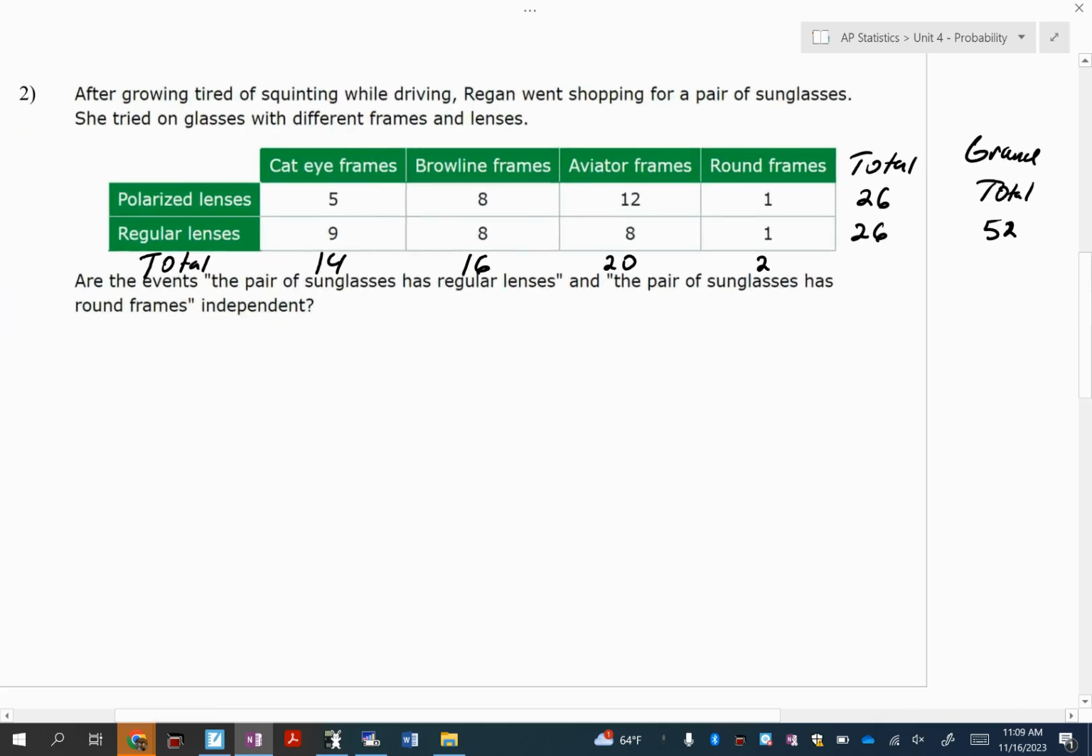We're all good. Okay, pick one. Do you want to pick the pair of sunglasses have regular lenses or the pair of sunglasses have round frames? Oh, you guys didn't want to mix it up? All right, fine. Okay, so we have 52 total sunglasses. How many have regular lenses? 26, which you can reduce, right? 26 over 52 is actually 0.5 or 1/2.